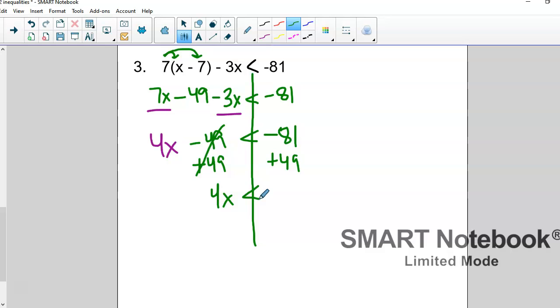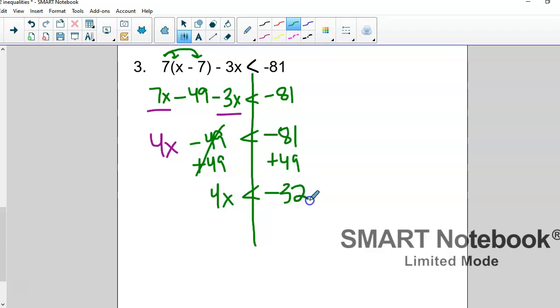Let's see. My calculator is not really cooperating with me right now. I don't know what it's doing actually. Let me get a different calculator. All right, it looks like that equals negative 32.